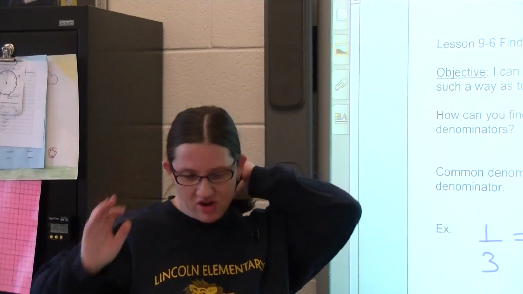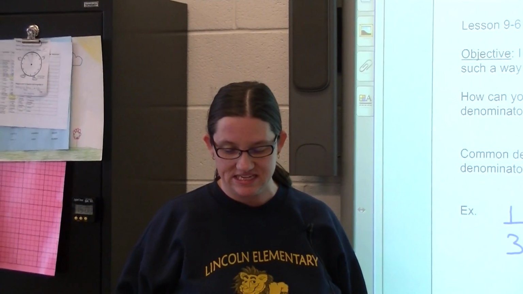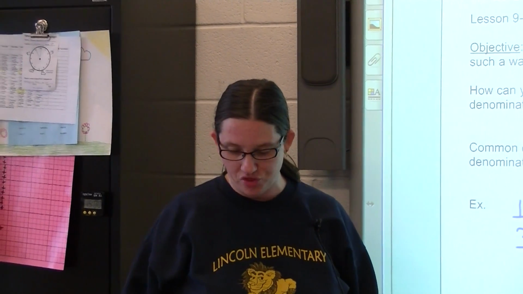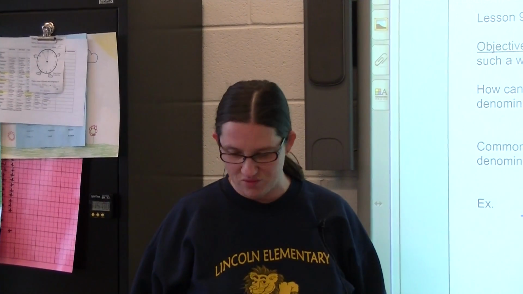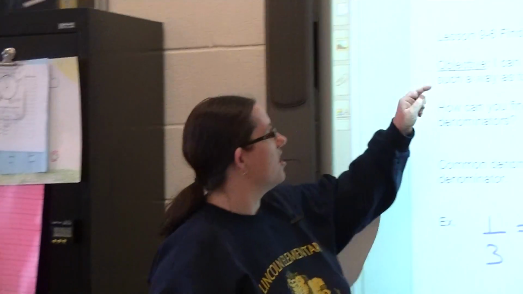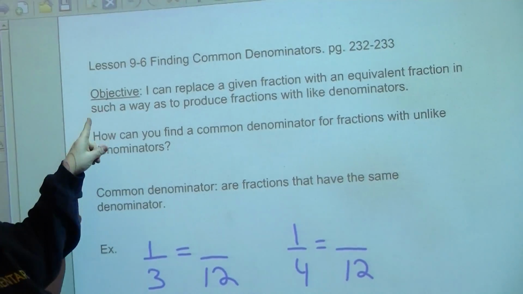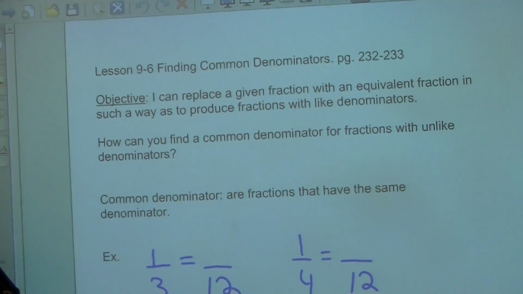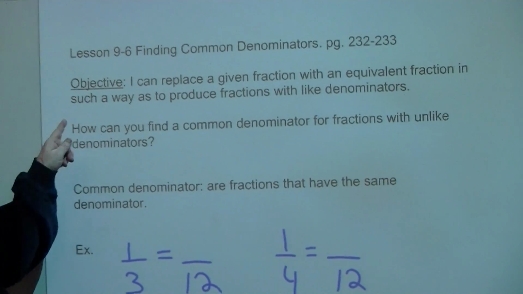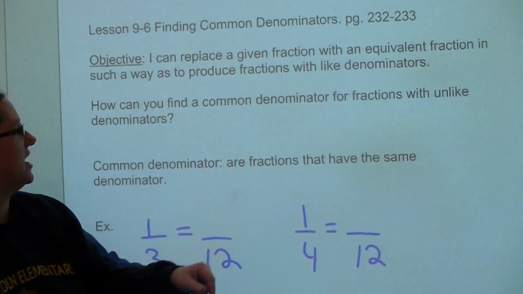Okay, 5th grade, today we are going to start lesson 9-6 called Finding Common Denominators, found on page 232 and 233 in your textbook. Okay, we are going to start here. Go ahead and let's get our objective in our spirals. The objective for today is I can replace a given fraction with an equivalent fraction in such a way as to produce fractions with like denominators.